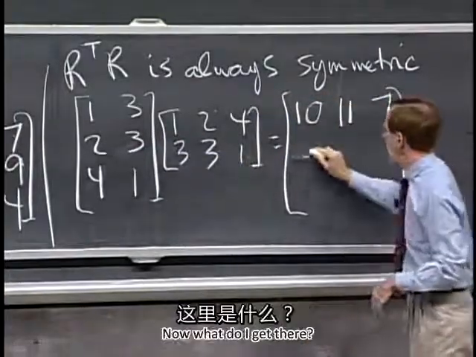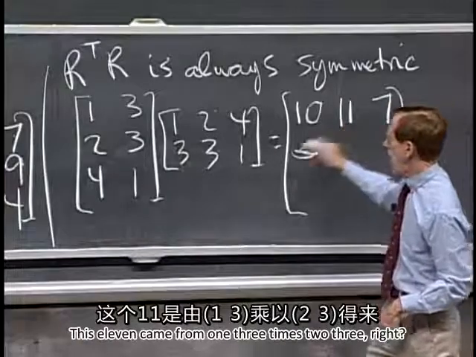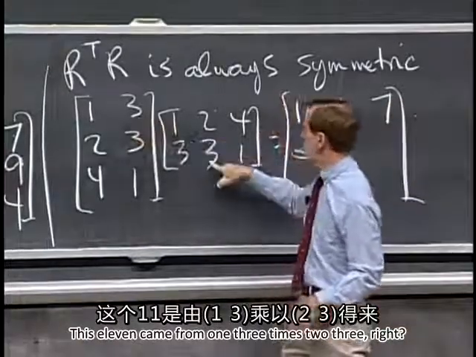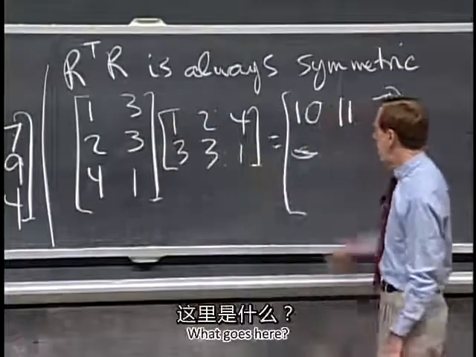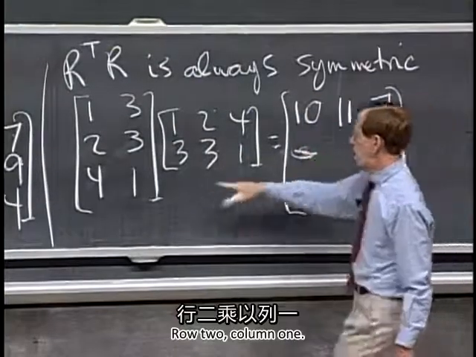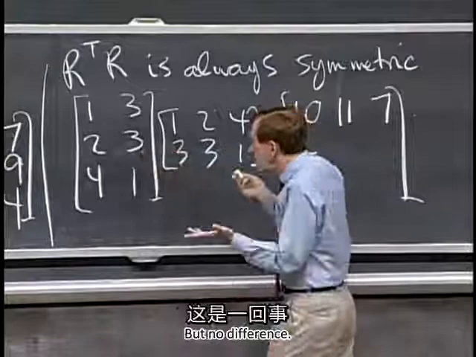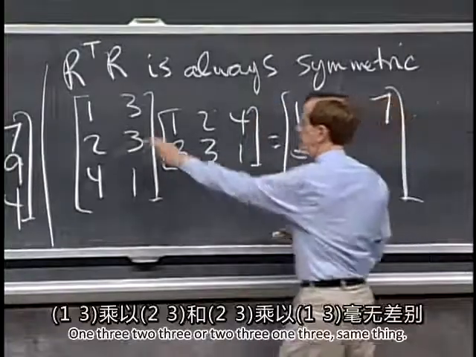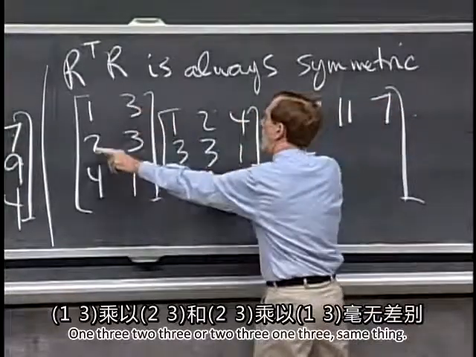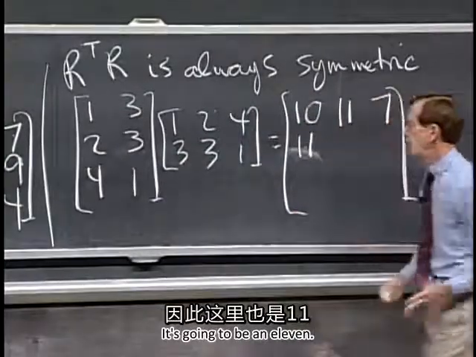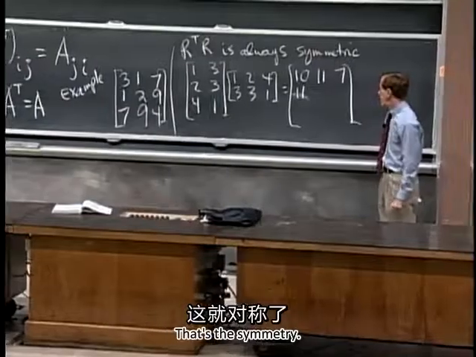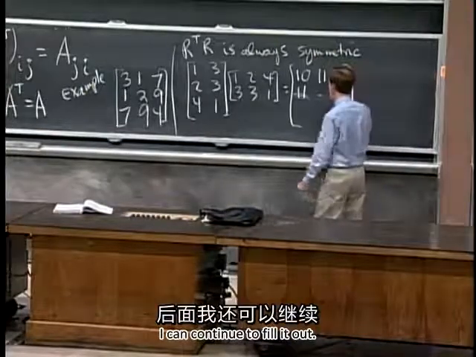Now what do I get there? This 11 came from 1, 3 times 2, 3, right? Row 1, column 2. What goes here? Row 2, column 1, but no difference. 1, 3, 2, 3, or 2, 3, 1, 3, same thing, it's going to be an 11. That's the symmetry.